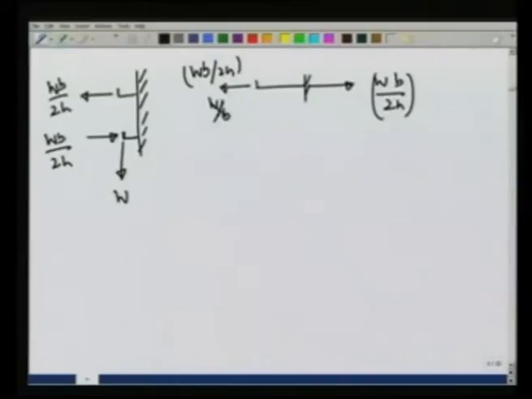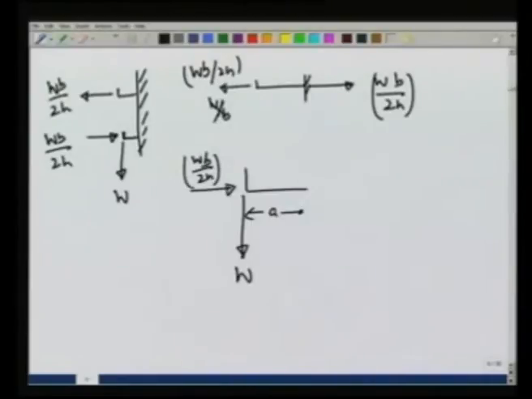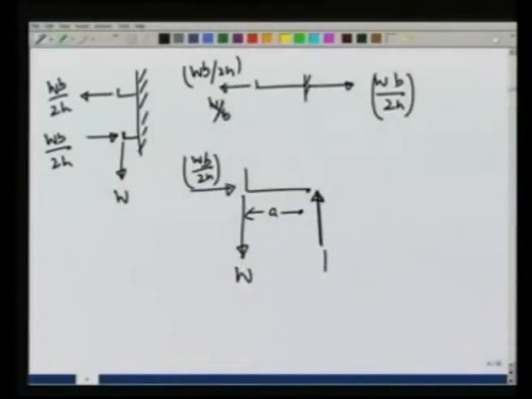For the lower support, the situation is slightly more complicated. This distance is A, there is a force W down, and there is a force Wb over 2H this way. Therefore, at the wall, with respect to this point, there would be a force Fy to balance the vertical force, a force Fx to balance the horizontal force, and a torque tau.